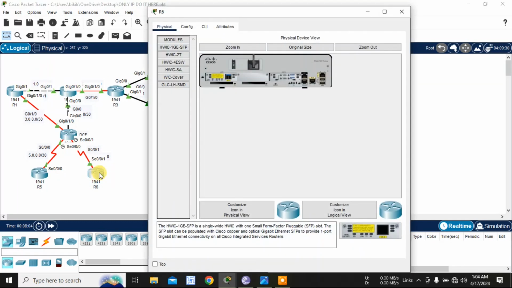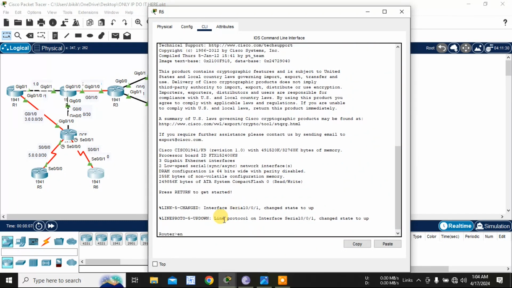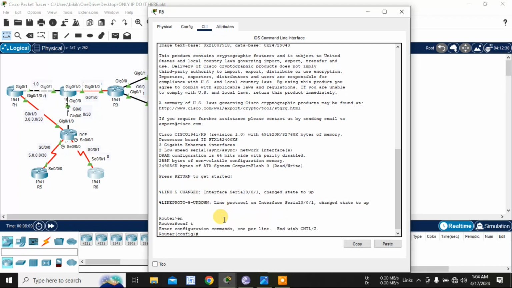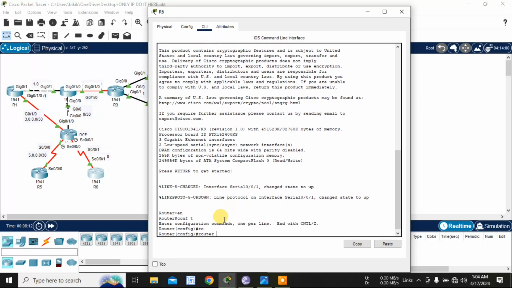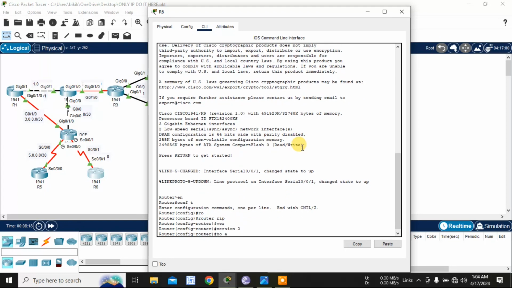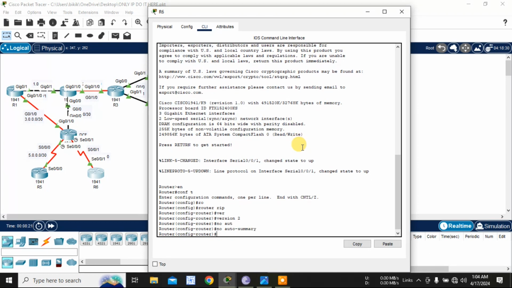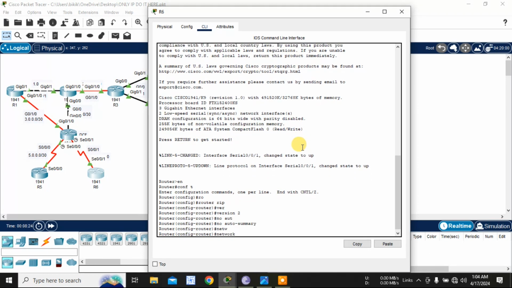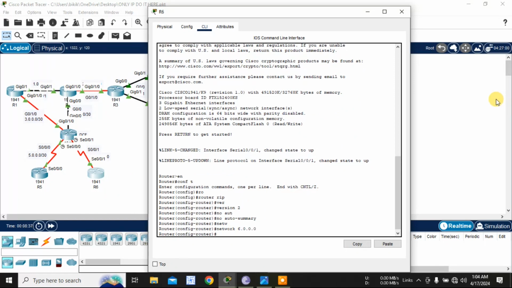Next, for router number 6: enable, config t, then router rip version 2, no auto-summary, then network. For router number 6, the network which is connected is 6.0.0.0. Done. So I have successfully provided the router rip configuration in all the routers.